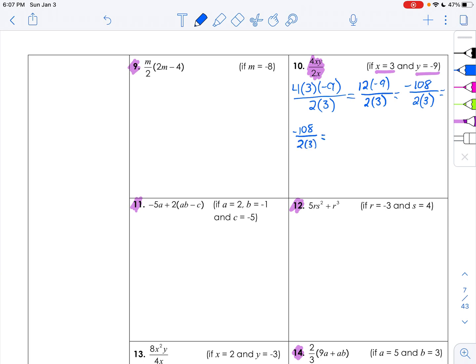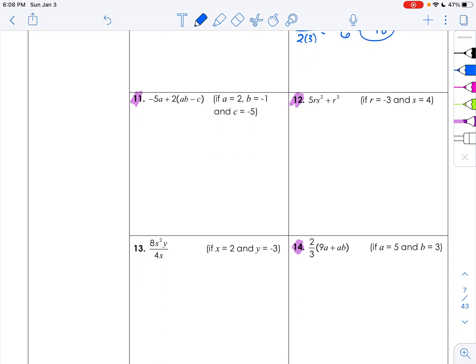So now that our numerator is simplified to negative 108, we can then multiply our denominator. 2 times 3, which is 6. And then once the numerator and denominator are simplified, you can divide. Negative 108 divided by 6. Remember, a negative divided by a positive is a negative. And then 108 divided by 6 is 18. So we get a final answer of negative 18. Now, a lot of the math in that problem, you may need to go over to the side of your paper and work out that multiplication and division, since you will not have a calculator.